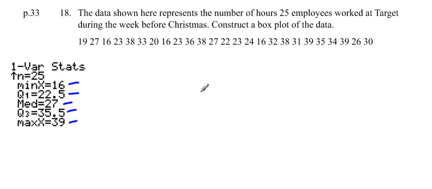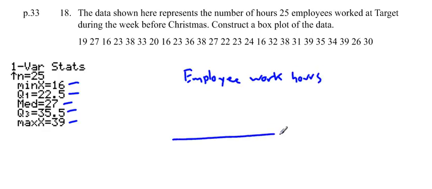So let's construct our box plot here. I'm just going to start with a title. I'm going to write something like employee work hours. And then I'll skip a little space and put a horizontal segment. And I need to go from 16 to 39. Well, I think I'll space this out. I'll start at 15, then 20, so we'll go up by 5s.